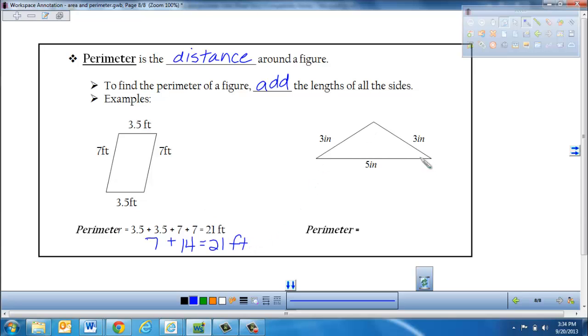For the perimeter of the triangle, you could add up 3 plus 3 plus 5, the 3 sides of the triangle. So 3 plus 3 is 6, 6 plus 5 would give you 11, and then your label would just be inches. So now why don't you go ahead and try to work through the next 4 examples on your note sheet on finding perimeter of those shapes.